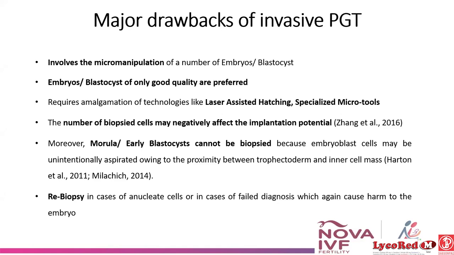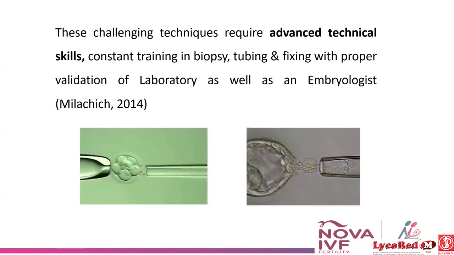You cannot do the biopsy from morula or early blastocyst embryos because, according to Harton and co-workers, they found that embryoblast cells may be unintentionally aspirated owing to the proximity between the trophectoderm and the inner cell mass. Rebiopsy, we have to do in case of an enucleate cell or in case of a failed diagnosis, which again causes harm to the embryos.